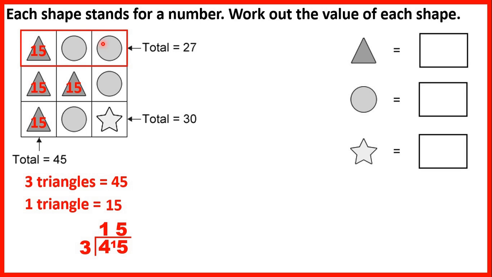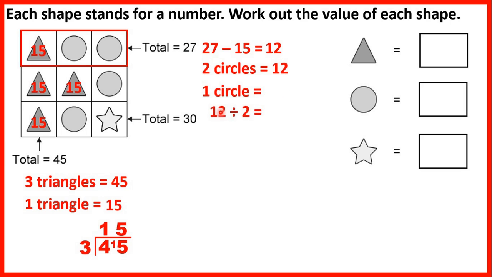Now, if we look at this row, we have a triangle and 2 circles, and that gives a total of 27. So 15 plus 2 circles equals 27. If we subtract 15 from 27, that tells us that the 2 circles together must be 12, because 15 plus 12 is 27. And if we know that the 2 circles together are 12, then one circle will be 12 divided by 2, so 6.